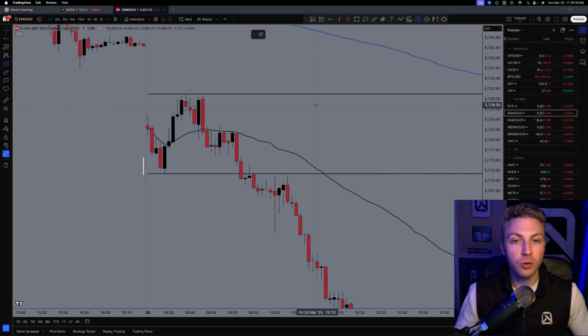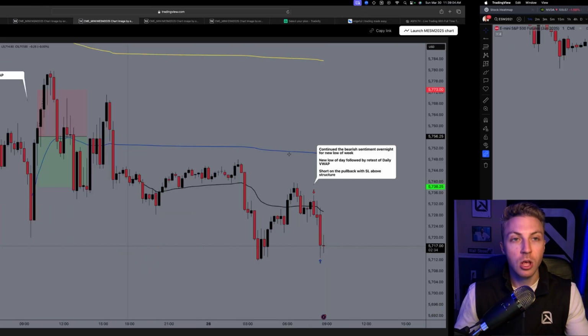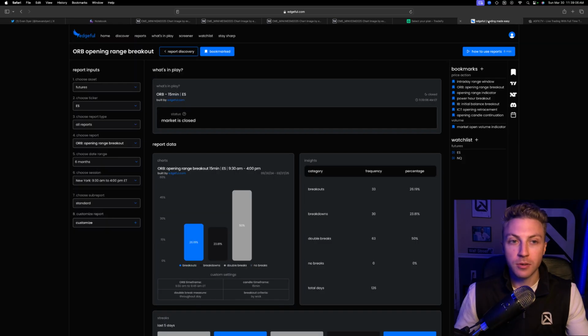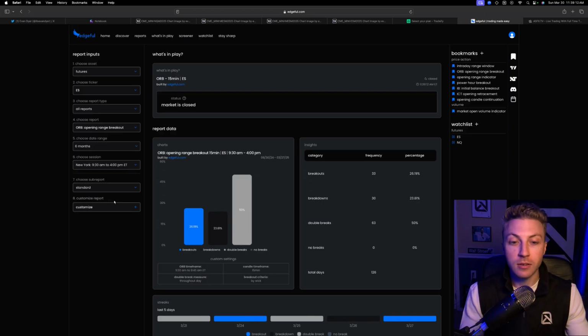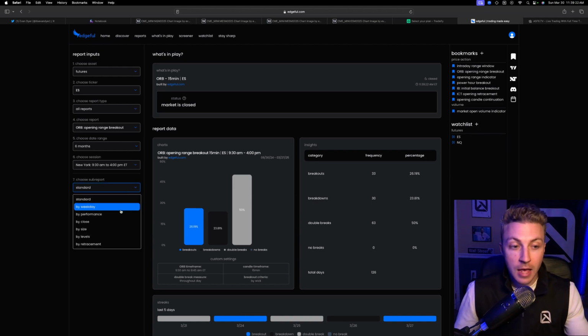But if we measure this opening range, which is these first 15 minutes of the New York Open, these horizontal lines, our opening range today was 0.34%. So what I also like to do is go over to Edgeful here and look at the reports for the opening range breakout, standard in the past 6 months with no filters on it. It's been double breaking the top and the bottom 50% of the time. Literally 50-50, not the strongest edge at all. It used to be a lot higher, so we just ebb and flow with the stats as they change.